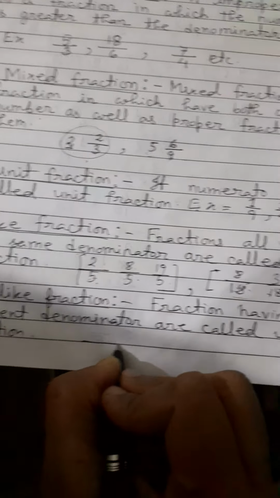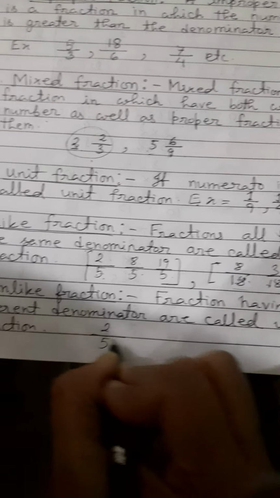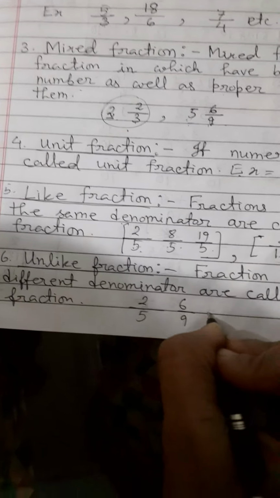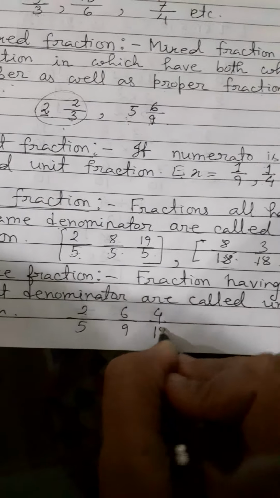And if the denominators are different, suppose 2 by 5, 6 by 9, 4 by 18, these are called unlike fractions. If the denominators are different, it is called an unlike fraction. Okay, now I will start exercise 2.1.